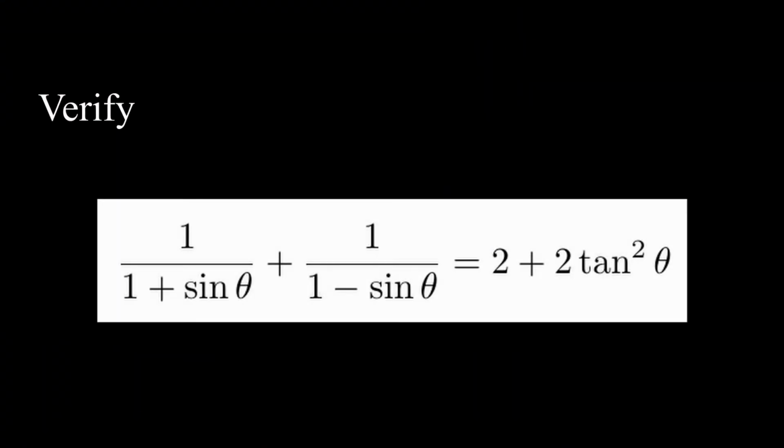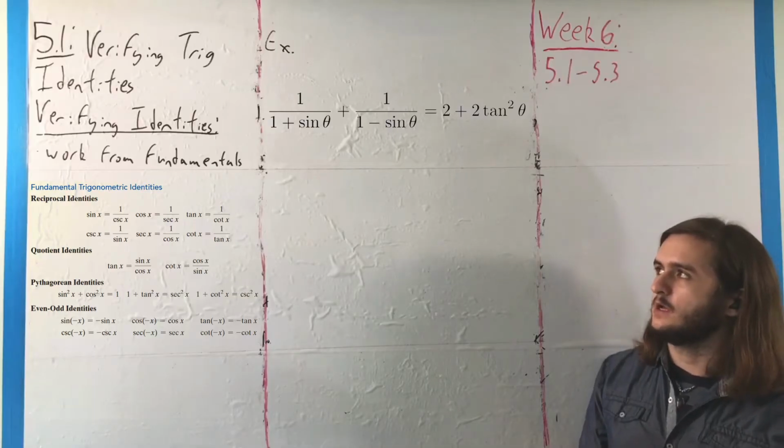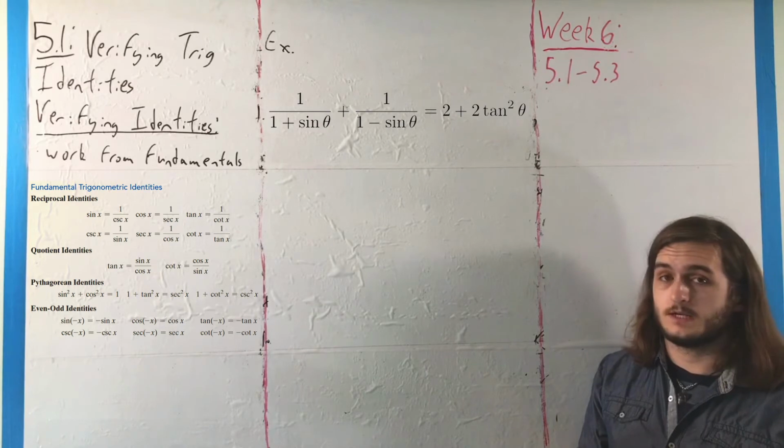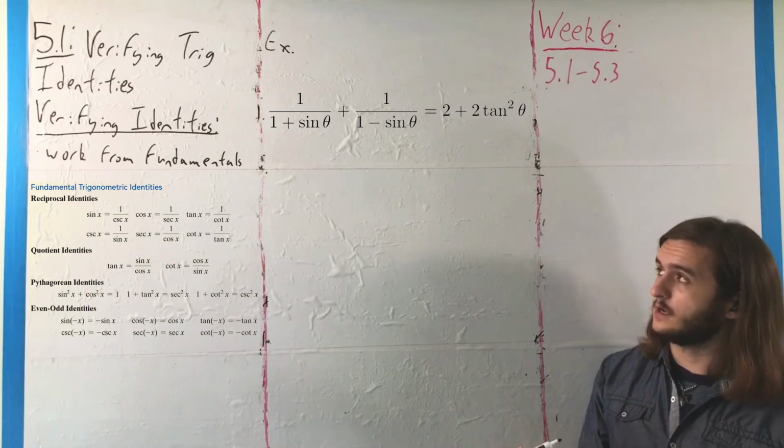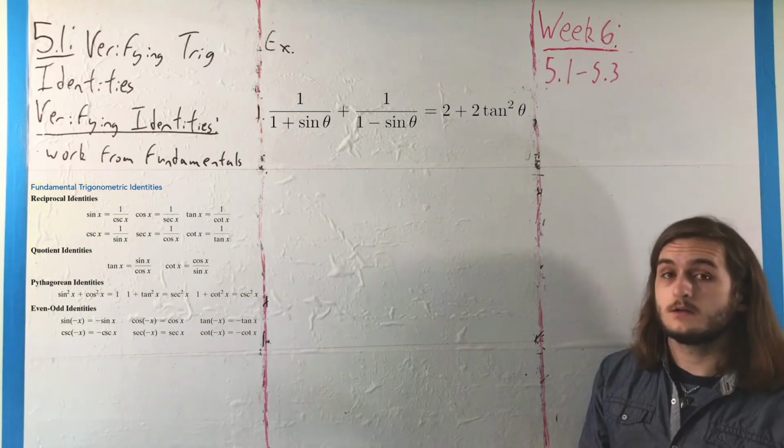So for this, we want to verify that 1 over 1 plus sine plus 1 over 1 minus sine is equal to 2 plus 2 tangent squared. Okay. First things first, neither of those sides look great. They both look like they're going to take work.